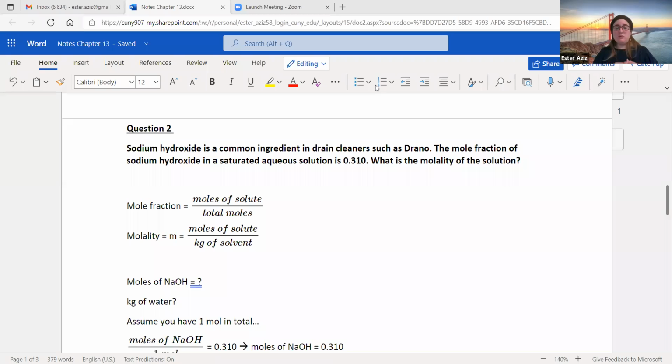Okay, so question 2. Question 2 is another concentration term question. It says sodium hydroxide is a common ingredient in drain cleaners such as Drano. The mole fraction of sodium hydroxide in a saturated aqueous solution is 0.310. What is the molality of the solution? So now we're going from one concentration term to the other, right? From mole fraction to molality.